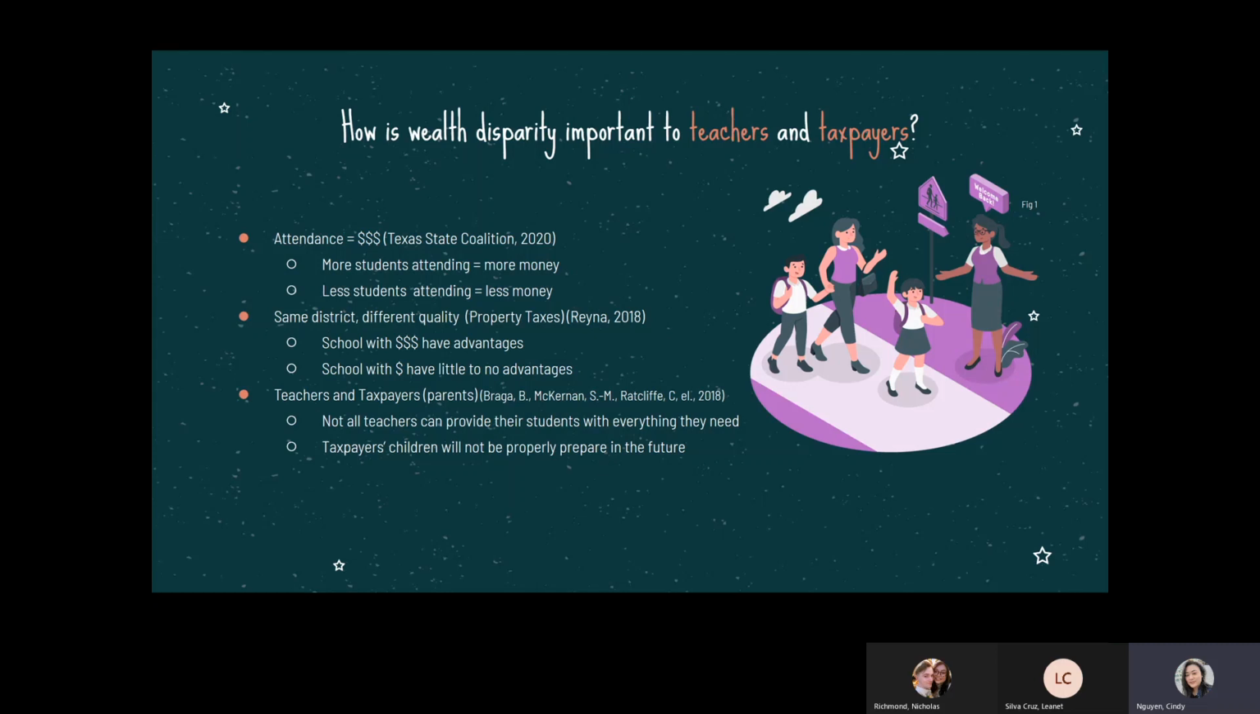This causes schools to have different standards, or a variety of classes, materials, and activities that are available for both teachers and students. Wealth disparity is important to both teachers and taxpayers because it gives unequal and unfair advantages to schools that have students that are constantly attending school and are gaining funds from areas with higher property taxes. Schools with little to no attendance and fewer funds from property taxes have very little to spend on materials and classes to properly provide for taxpayers' children and have them ready for their future.